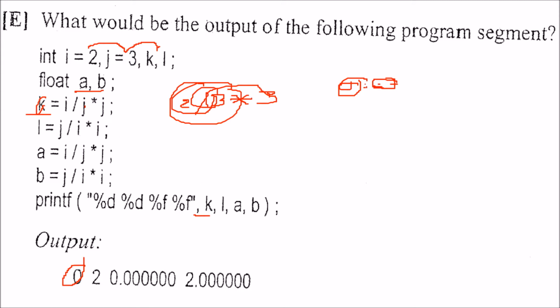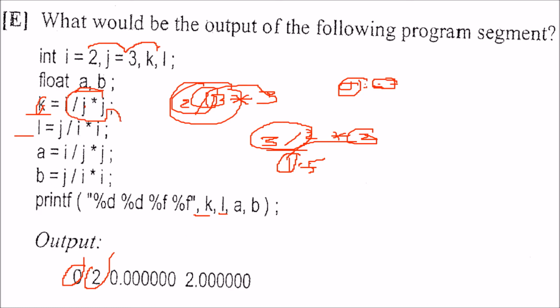Next, we have l is equal to j by i into i. That means you will have j as 3 by i into i, that is 2 into 2. See, this l is again an integer. So what will you get? 3 by 2 is 1.5. But because these two are integers, you will get only 1. 0.5 will be discarded. 1 into 2 is 2. So you will get 2 here. If you print l, you will get 2.